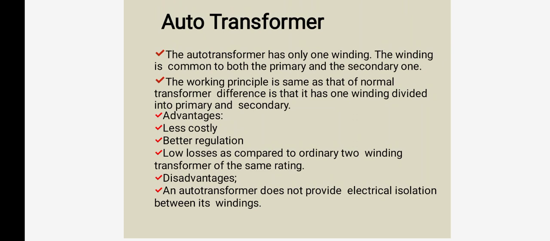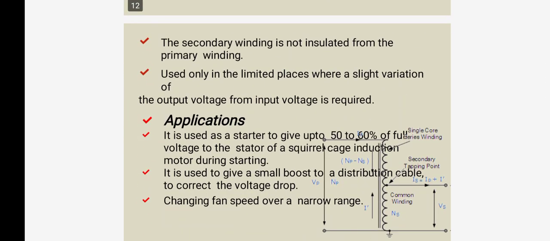Disadvantages: an auto transformer does not provide electrical isolation between its windings. It will not provide any electrical isolation between the windings because the winding is common to both. The secondary winding is not insulated from the primary winding. There is no insulation between the secondary winding and the primary winding. It is used only in limited places where a slight variation of the output voltage from the input voltage is regulated. The usage is very limited.